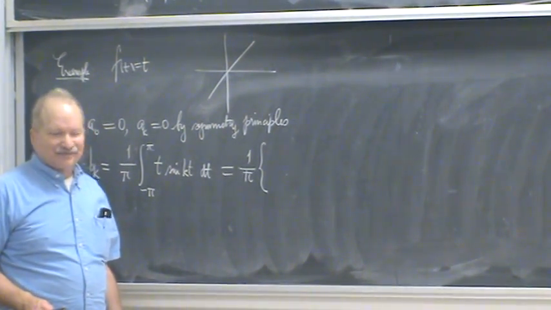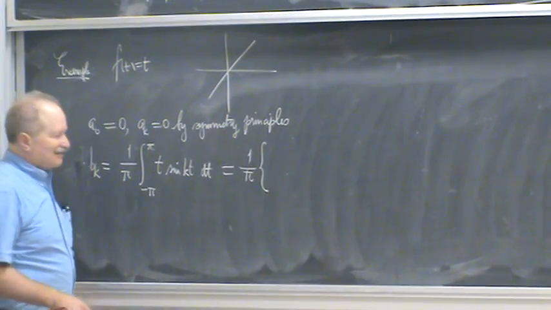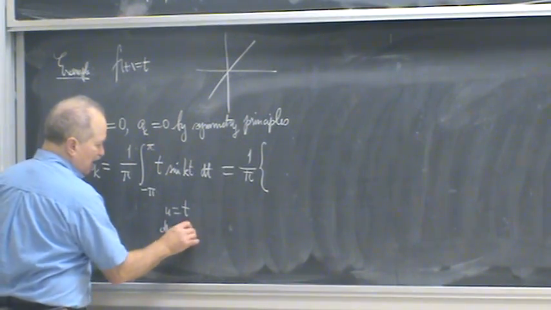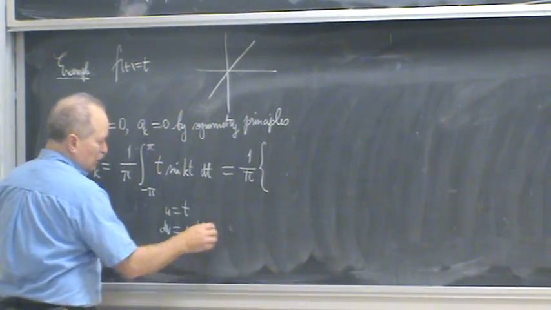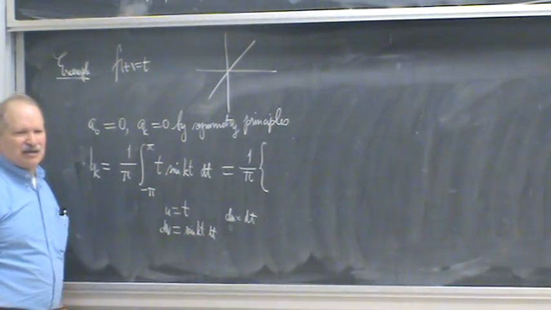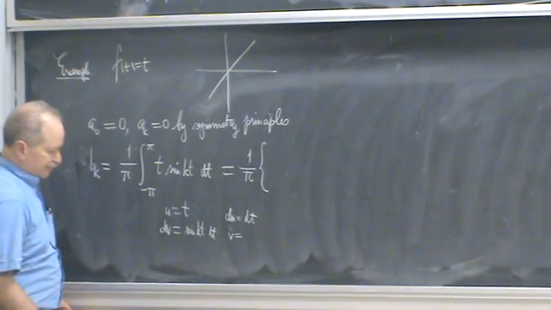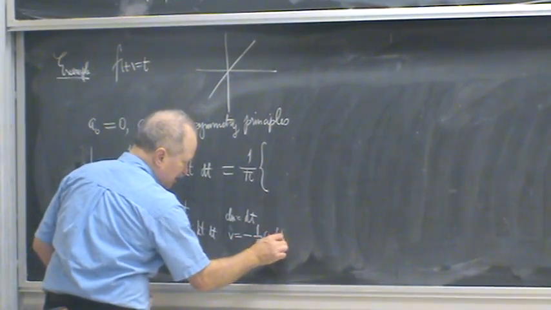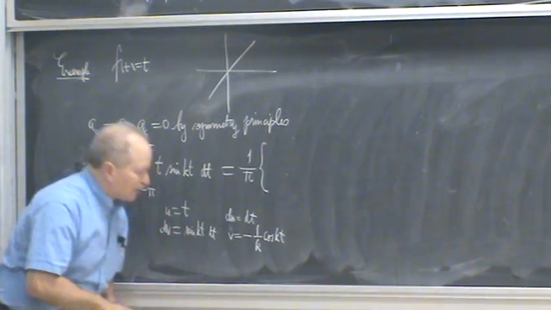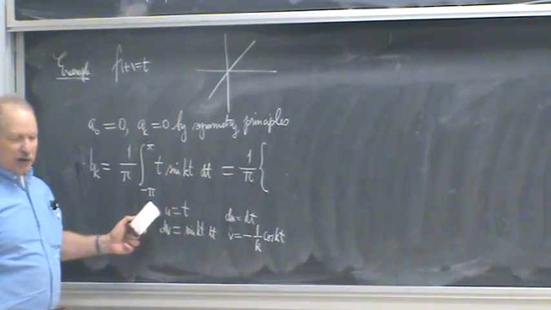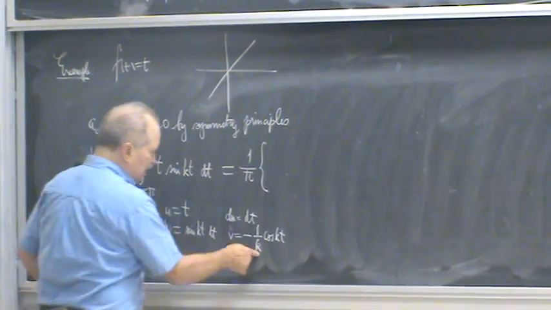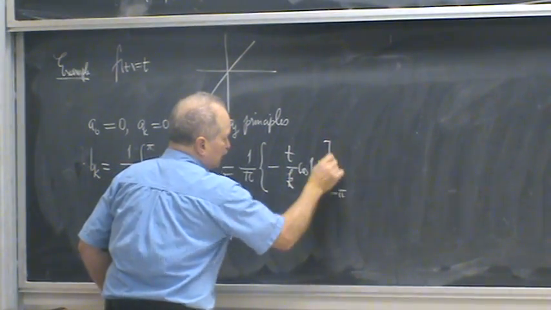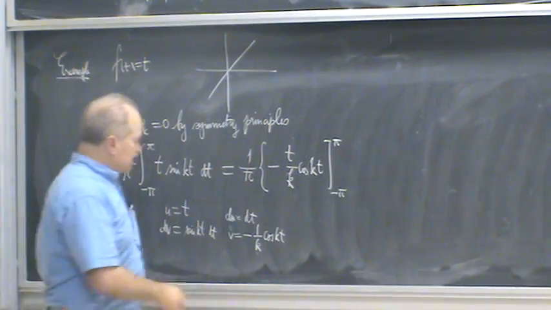By parts. Remember how to do parts? Yes, I remember the principle behind it. u is t, dv is sine kt dt. So du is dt, and v is minus 1 over k cosine kt, plus a constant, but I'll take the constant to be 0. So what do I get? Integration by parts says the integral of u dv is uv evaluated at the endpoints, of course, minus the integral of v du.